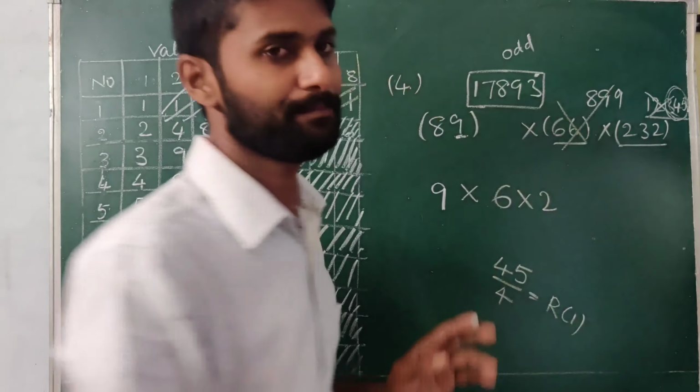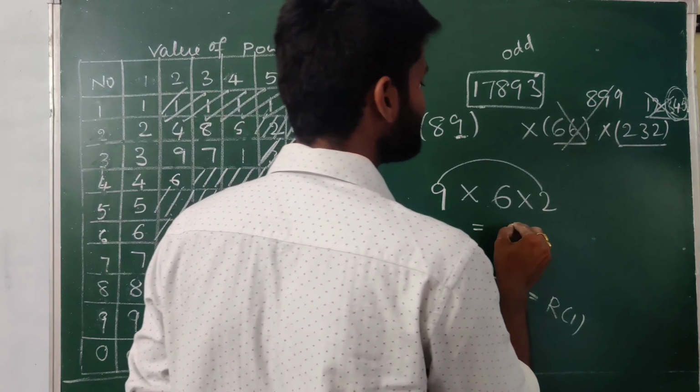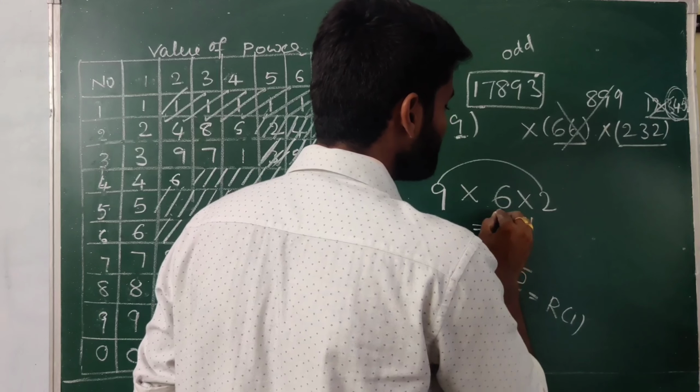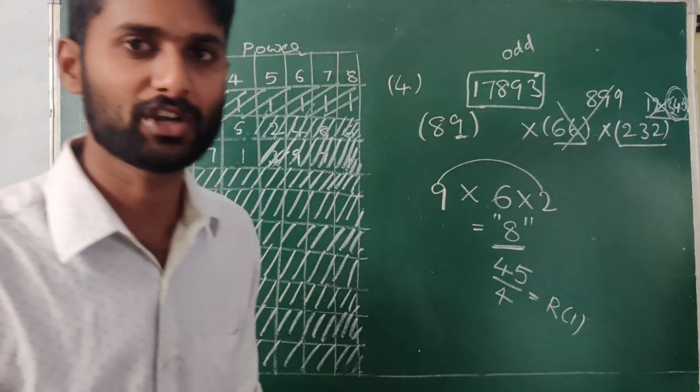Then go with the entire product here. 9 2s are 18, 8 is the resultant, and 8 6s are 48. We get the units place of this expression is equal to 8.